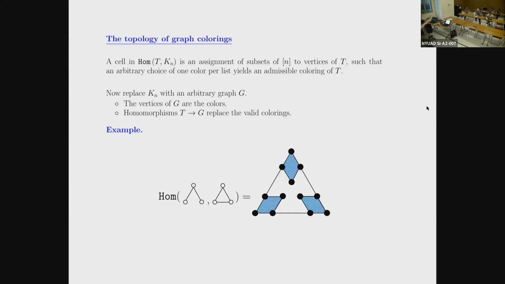So if you have several locations where you can change the colors, you will get something like that as a space. That would be the space of all three-colorings of this graph.